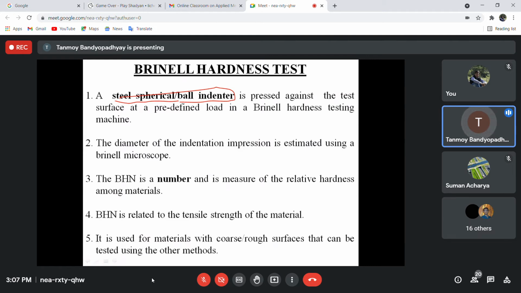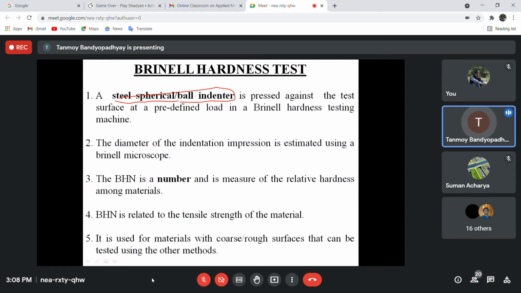It is also related to the tensile strength of the material. There are certain relations based on the range of the BRINELL hardness number. I'll also be sharing the lab manuals with you. In the lab manuals, it's given what the relationship is between the BRINELL hardness number and the tensile strength of the material. There are 3 or 4 relations, based on the range of BHN values. That is very well given in the lab manual, and I will be sharing it with you by today itself. I hope it's with me.